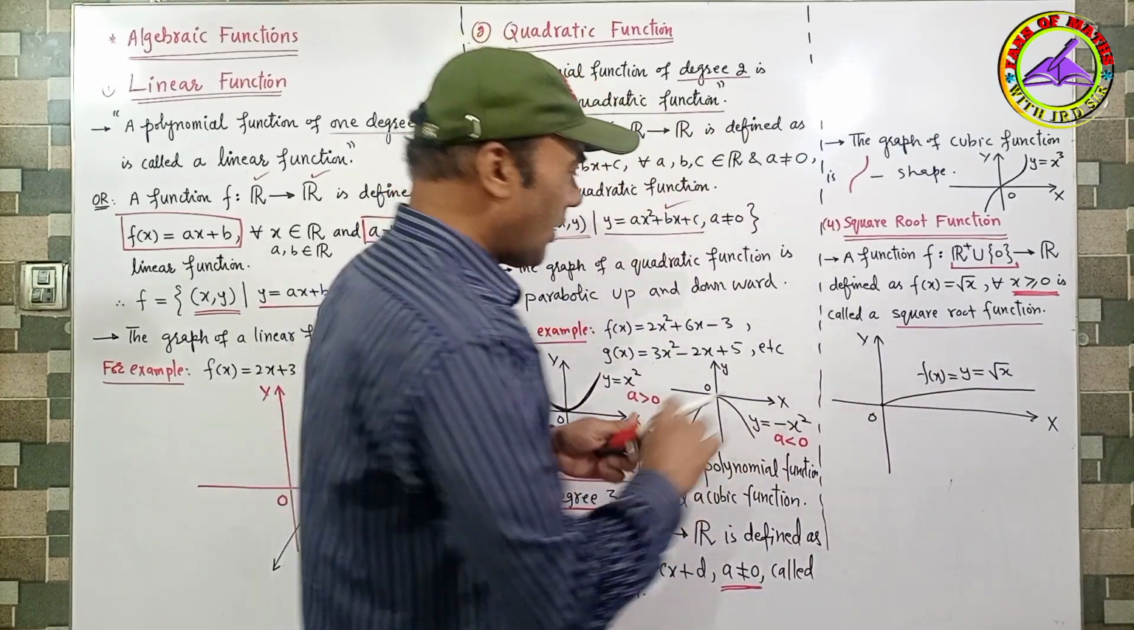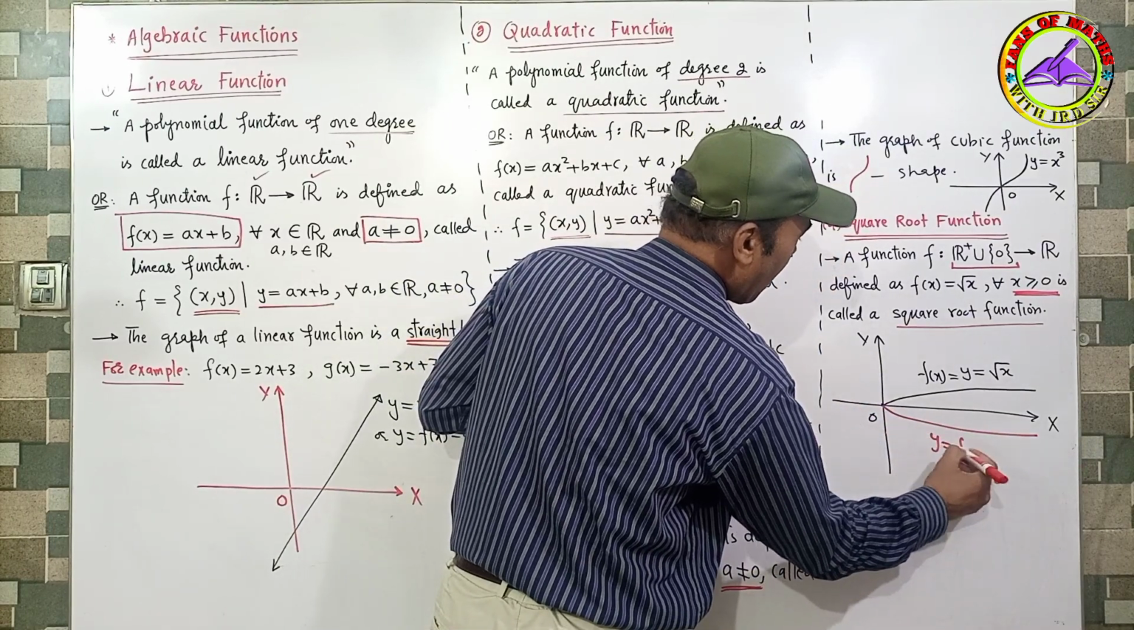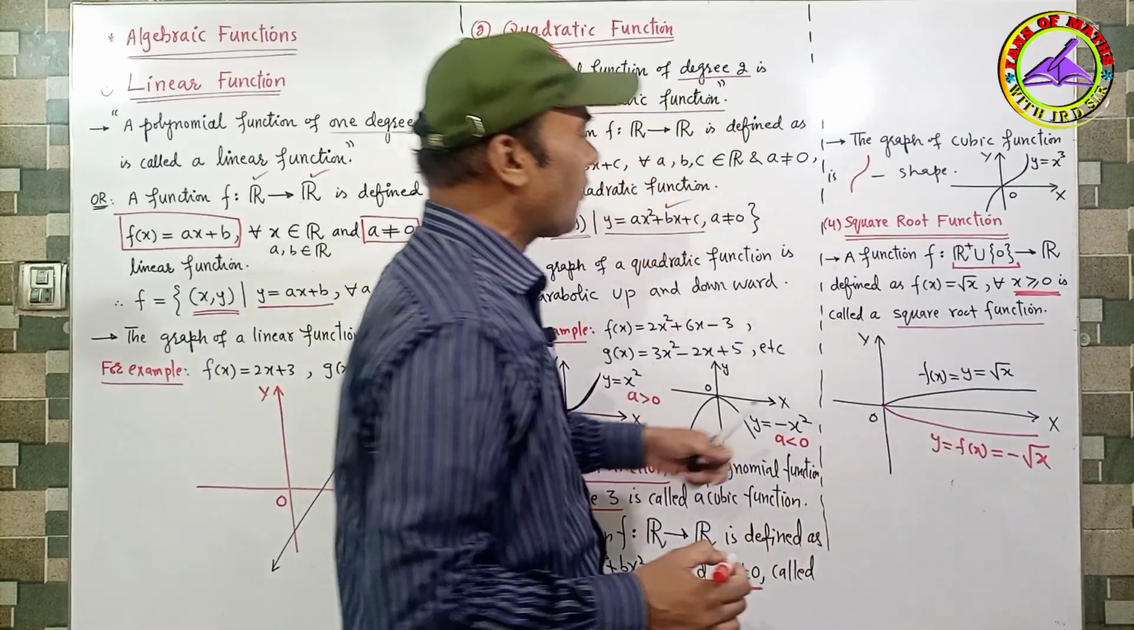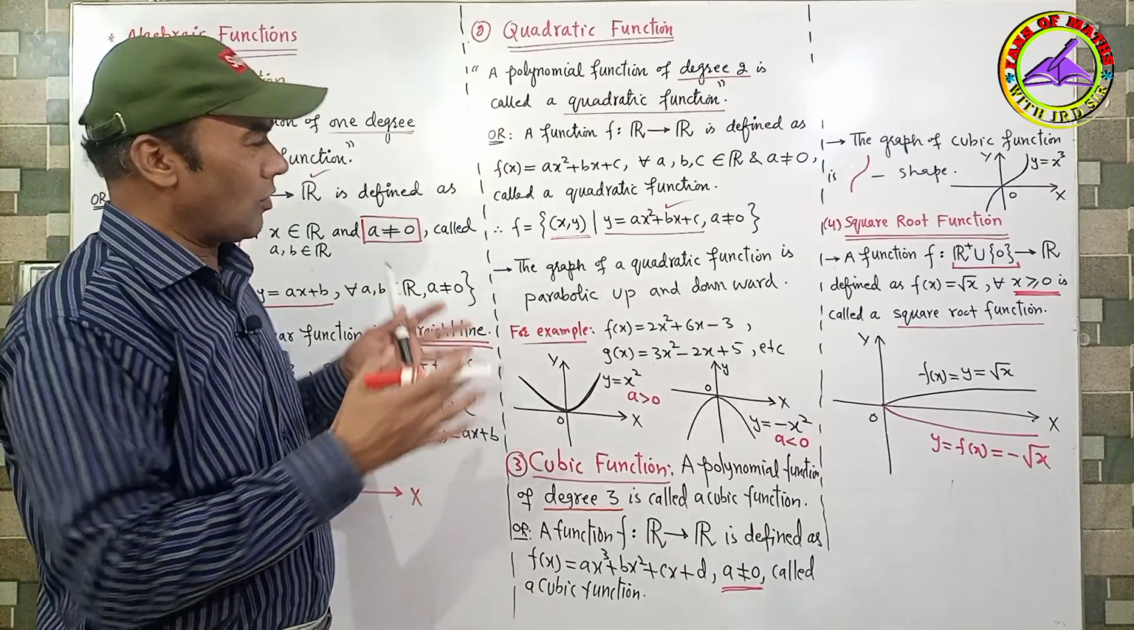This is the graph. But if you move downward like this, बेटा ये इसका ग्राफ होगा y or f of x is equal to minus radical of x. So this is the graph of the square root function. So बेटा ये हो गया हमारा कुछ functions और उसके graph.